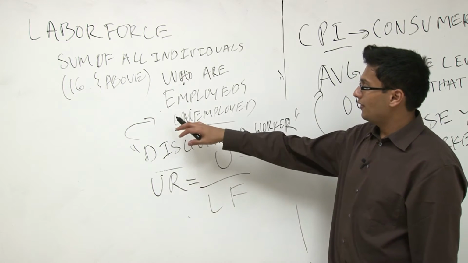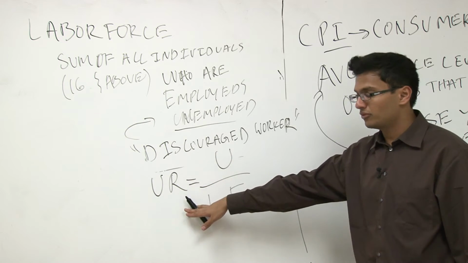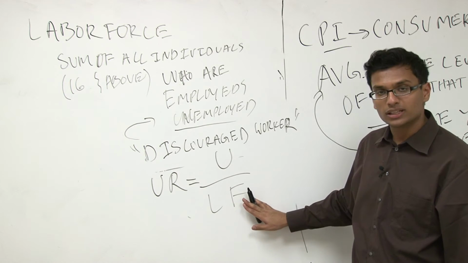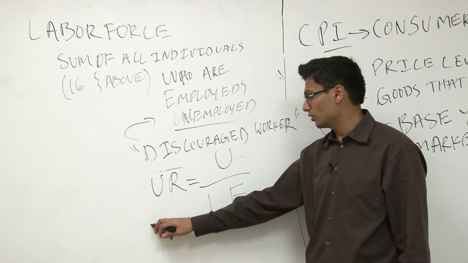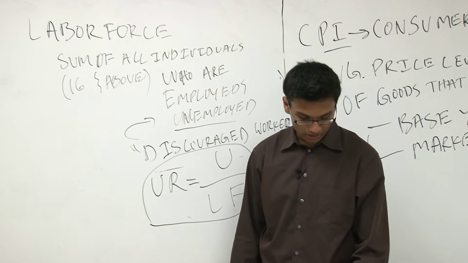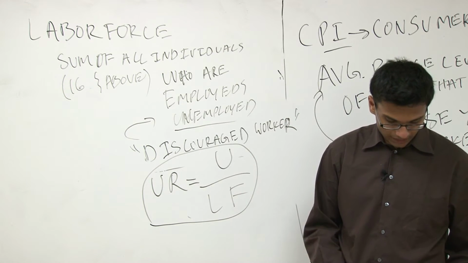So LF is equal to employed plus unemployed. Discouraged workers are not in it. Unemployment rate is the people who are unemployed over the total labor force. That's your equation. I guarantee this probably would show up on the test, so make sure you understand these simple but straightforward formulas.